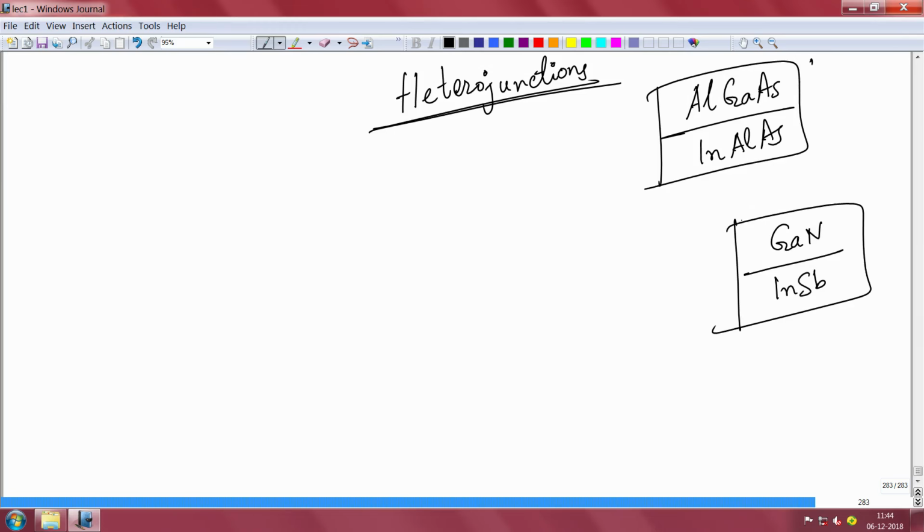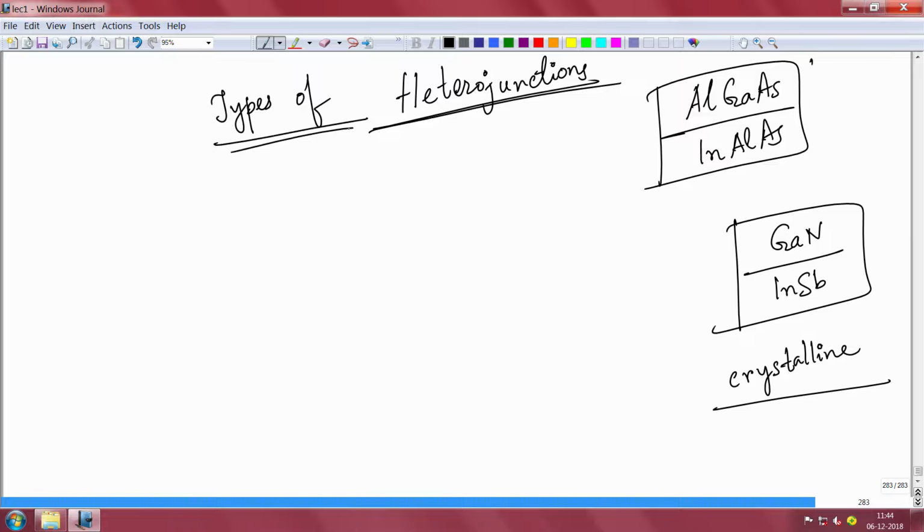Please remember that these materials have to grow crystalline in order to preserve the band structure and the band diagram. So you cannot arbitrarily grow one material on top of another. It has to be permitted by the material science behind it. Those are the things we have studied. Now there are three types of heterojunctions, practically speaking.